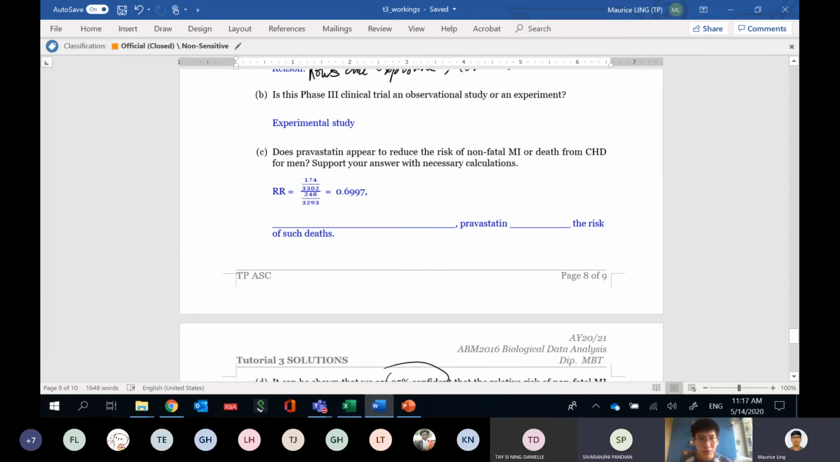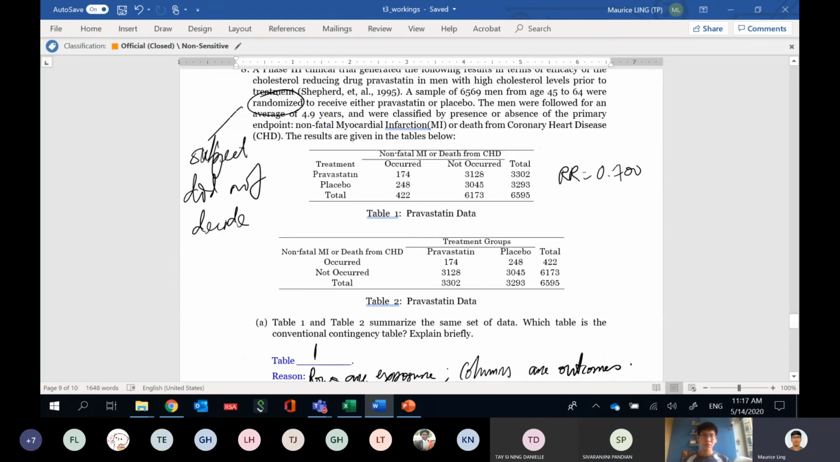Yes. Okay, it's effective because if you look at the table, those taking pravastatin have a lower rate of death. You see these two numbers are nearly the same, 3302 and 3293. But you can see that the death rate is much lower when you take the medication, between 147 and 248. So there's a reduction in risk from myocardial infarction or coronary heart disease. So taking the pravastatin is helpful.